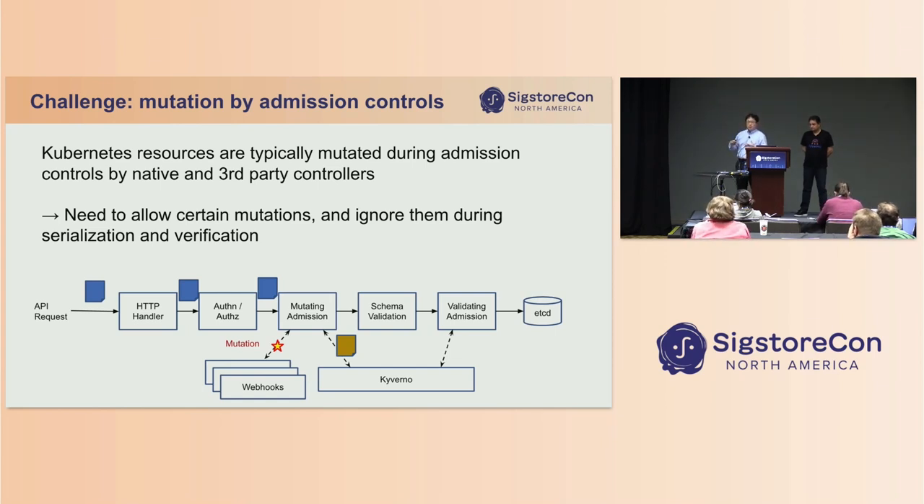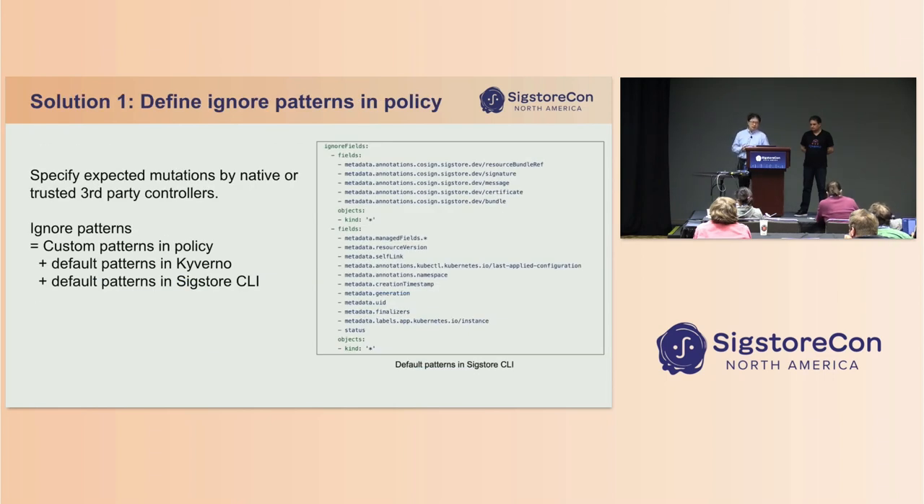So when verifying the YAML manifest, we need to consider which parts are generated by those trusted admission controllers, and whether the change is allowed or not. That consideration is required. The first solution is that you can specify which parts of the manifest should be ignored. Maybe the mutation is introduced by some native Kubernetes admission control, or maybe you have your own custom admission controller, and you can specify that in the ignore configuration. Okay, that is one approach.